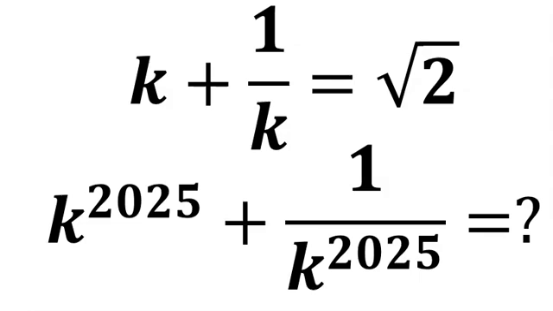Welcome to Utisam Mathematics. In this video, we want to find the expression k raised to the power 2025 plus 1 over k raised to the power 2025 when k plus 1 over k is equal to root 2.